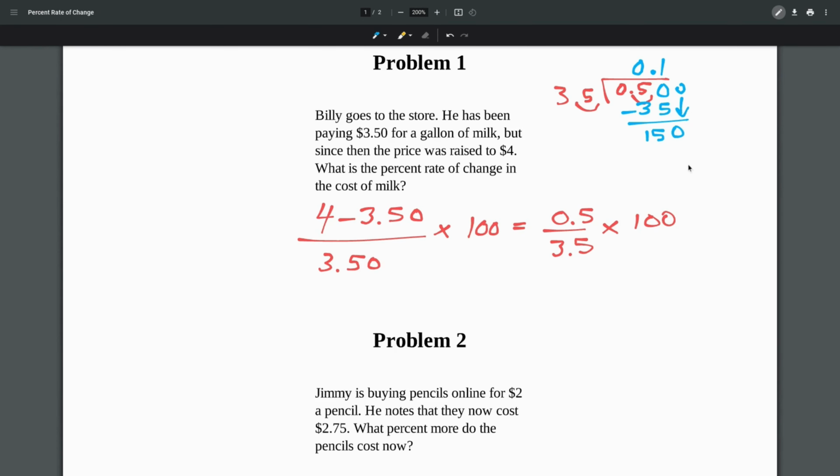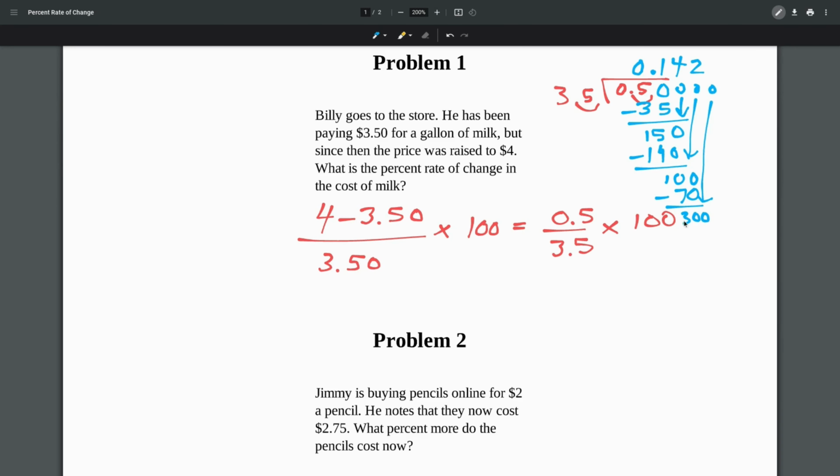Okay. So let's see. 35 will go into 150 4 times. 4 times 35 is 140. So we do 150 minus 140, we get 10. Let's bring down another 0 here. And 35 goes into 100 2 times. So 2 times 35 is 70. 100 minus 70 is 30. Bring down another 0.